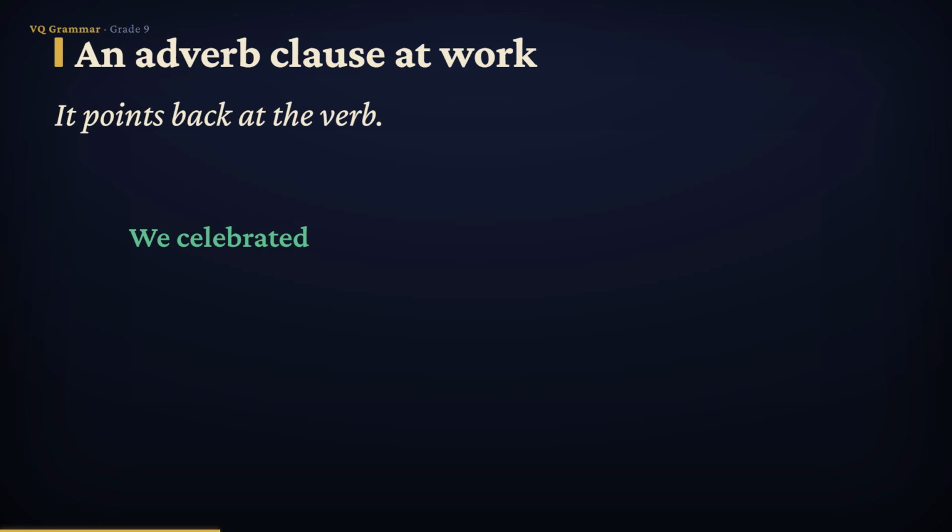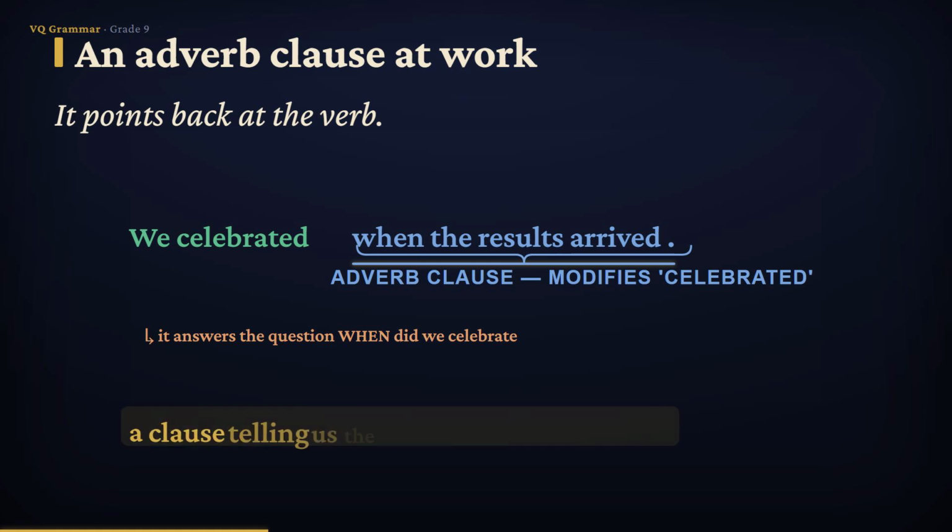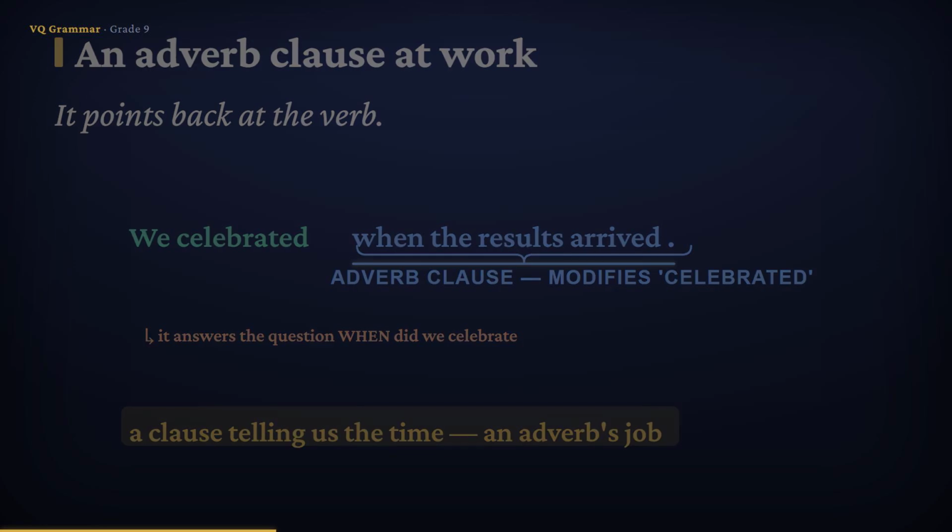Let's watch an adverb clause in action. We celebrated when the results arrived. The main idea is simple. We celebrated. Then comes the adverb clause, when the results arrived. Notice what it's doing. This whole clause modifies the verb celebrated. It answers the question, when did we celebrate? Pointing right back at that verb and marking the time, exactly the way a one-word adverb like yesterday would. That's a clause telling us the time, doing an adverb's job.